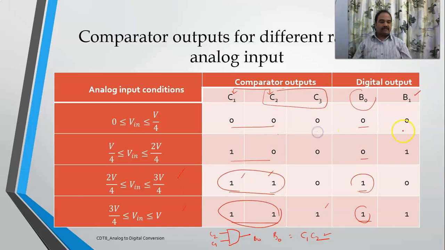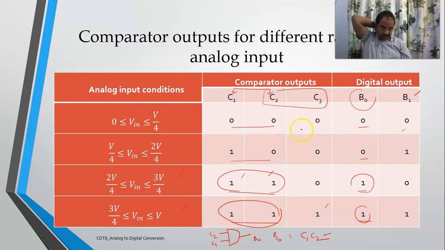If it is 0, 0, I am getting 0. If it is 0, 0, I am getting 1. If it is 1, 0, I am getting 0. If it is 1, 1, then I am getting 1. So in this particular case, what should I do now? Which is the best option which I can get now?